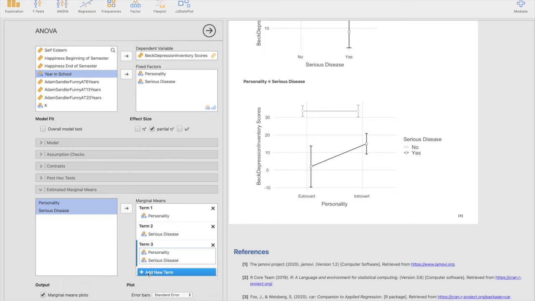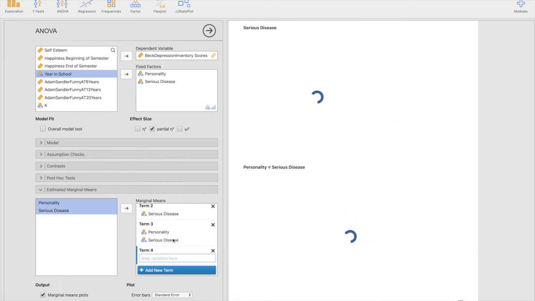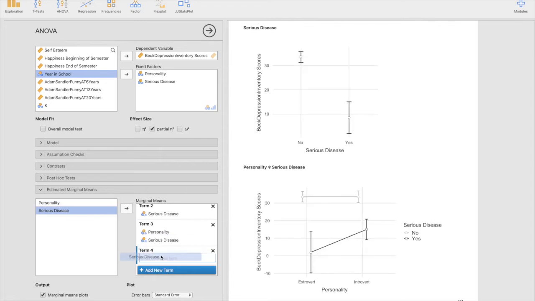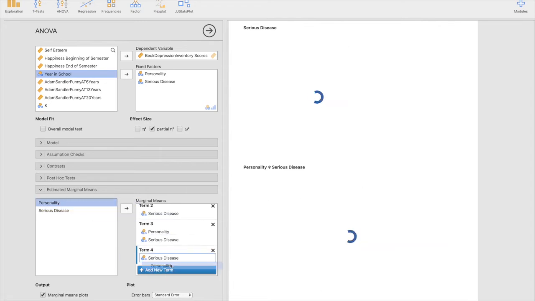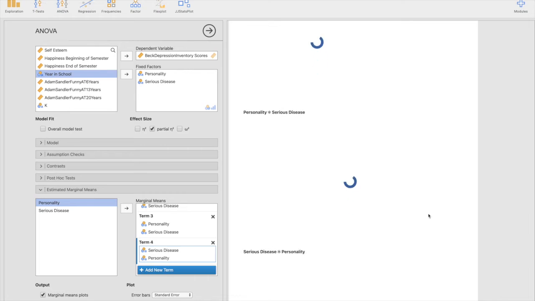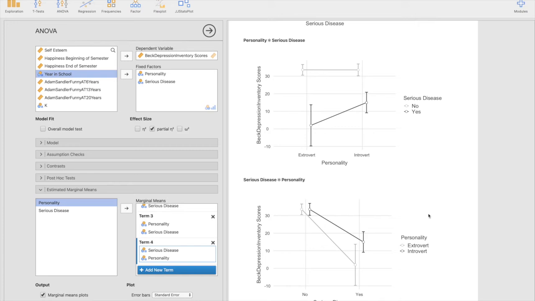All right. Now I'm going to add a fourth graph. And what I'm going to do this time is add serious disease first and personality second. You don't need to add this fourth graph. I just want to show you that these two graphs have the same data, but one might be easier to read than the other. So if I look at the second graph, it's pointing out the same data. But to me, it looks more in line with our hypothesis that the two slopes were the same. So this one might be more appropriate for this p-value.